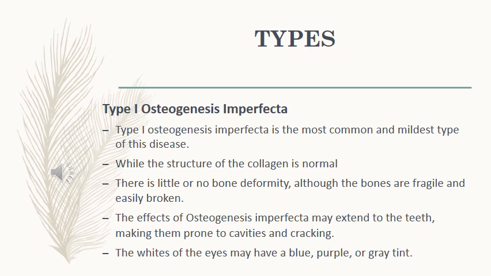Types: type 1. Type 1 is the most common and mildest type of the disease. While the structure of the collagen is normal, there is little or no bone deformity, and the effect of osteogenesis may extend to the teeth, and the sclera has a blue, purple or grey tint.